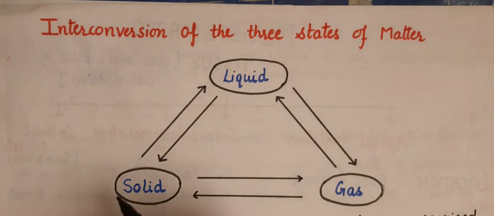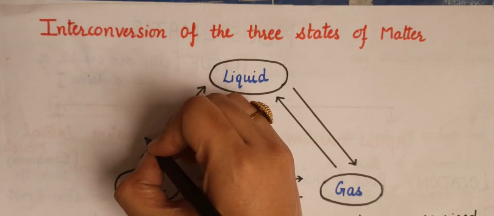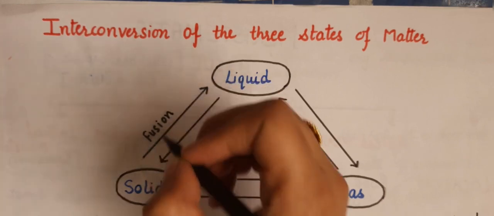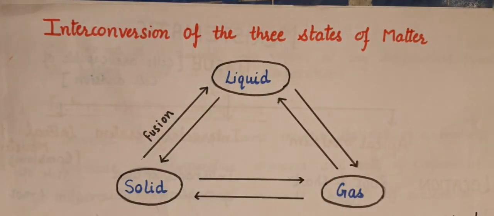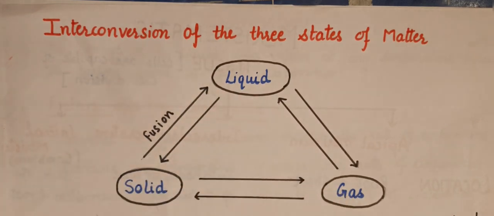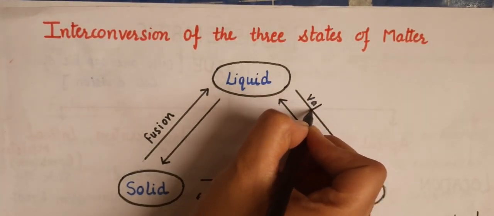Now you know that solid is directly converted into liquid. Ice can easily change into liquid water, right? So what do we call that process? Yes, give some stress to your mind. What do we call that process? Fusion. Yes, we call that process fusion. Now liquid water changes into gas. What do we call that process? Yes, we call that vaporization.